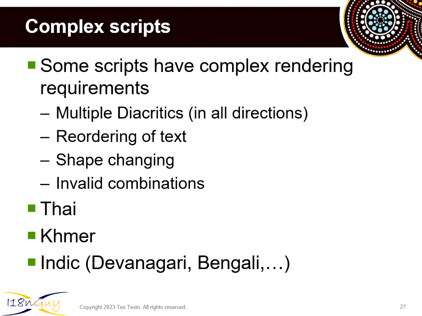We also have some writing systems that have very complex rendering requirements, and I'll give you some examples of that. They may have multiple diacritics, they may reorder the text, they may change shape, and they may also have some rules that prevent certain combinations. And some examples are Thai, Khmer, and some of the Indic languages.